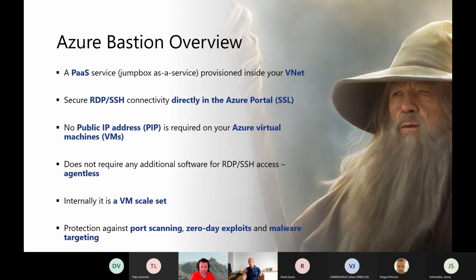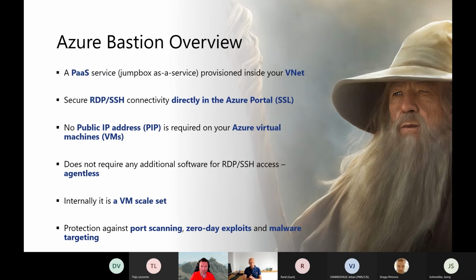Also, a big advantage is, of course, your virtual machines do not require a public IP anymore. So you can just join them into the VNet. They all have private IPs. No public IPs need to be attached, so it cannot be accessed from the outside. And it just uses your private IP address. On your virtual machines, you don't need to install anything. You don't need to change anything. It's agentless. It's fully managed by Microsoft, and you just have to make sure that the virtual machine is accessible for RDP or SSH. That's it.